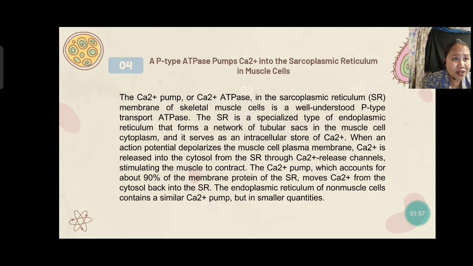This is the specialized type of the ER, endoplasmic reticulum, that forms a network of tubular sacs in the muscle cell cytoplasm. It also has calcium ion release channels, and it stimulates our muscles to contract.